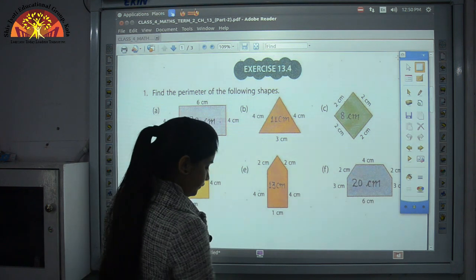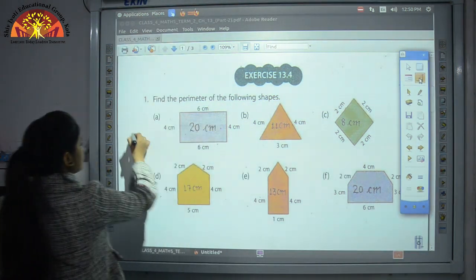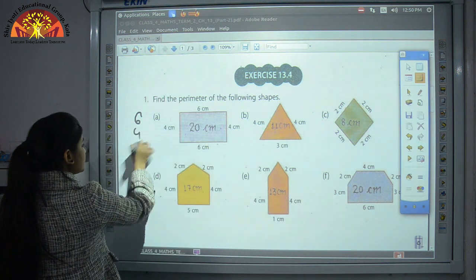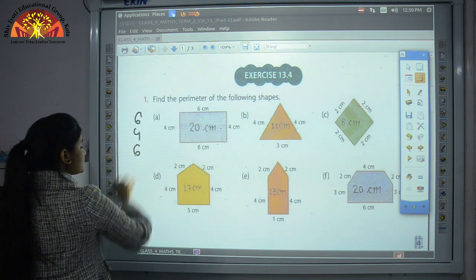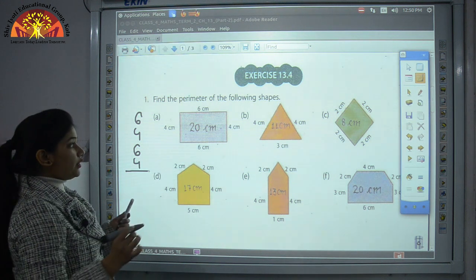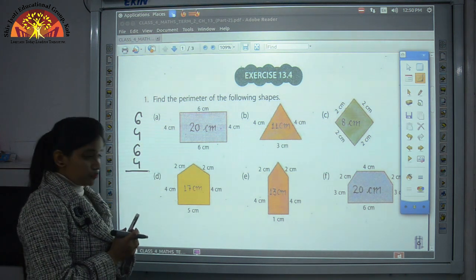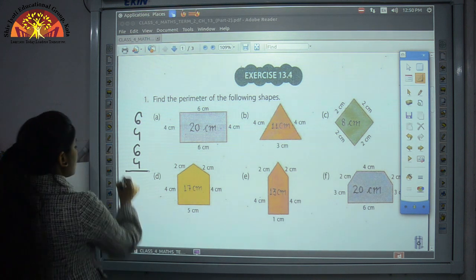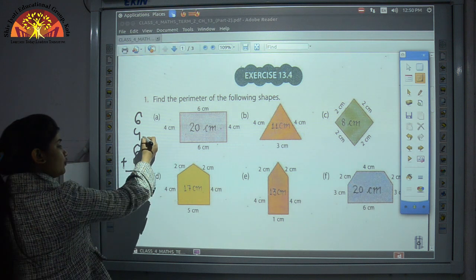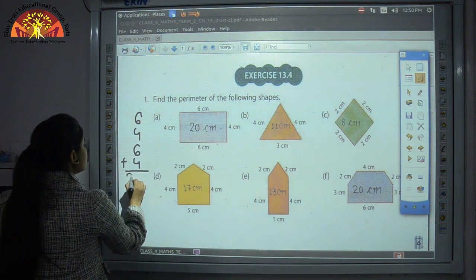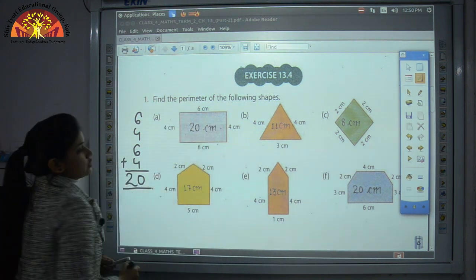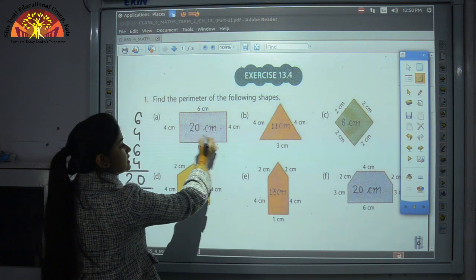Is it clear what we are doing? So yes, the first side is 6 centimeter, then we have to take the next side, that is 4 centimeter, then the next side is 6 centimeter and the last side is 4 centimeter. So what we are doing here, we are finding the sum of all sides. It means we are finding the total length. Okay, so now we have to add them. 6 plus 4 is 10, plus 4 is 14, plus 6 is 20. So what is the perimeter of this given shape? The perimeter of this shape is 20 centimeter.